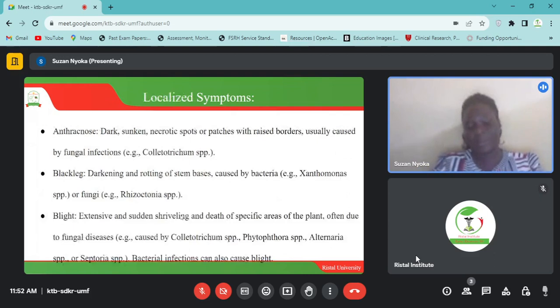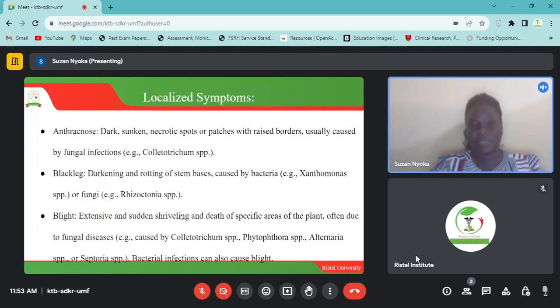Now the localized symptoms caused by these pathogens on plants. One is anthracnose, that is dark, sunken, necrotic spots or patches with raised borders, usually caused by fungal infections. Then blackleg, darkening and rotting of stem bases caused by bacteria, Xanthomonas spp., or fungi, e.g. Rhizoctonia. And then blight, extensive and sudden shriveling and death of specific areas of the plant, often due to fungal diseases.